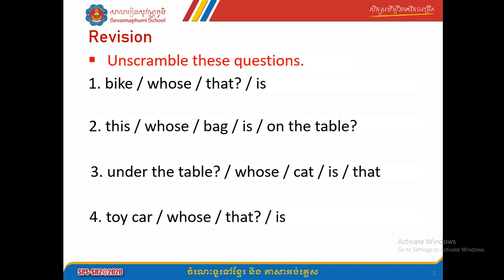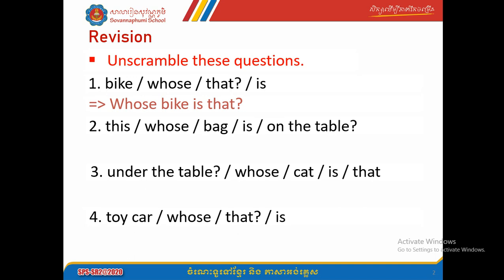Okay, let's check the answer together to see if you're right or wrong. The answer is: whose bike is that? Okay, number two: this whose bag is on the table. Again, this whose bag is on the table.